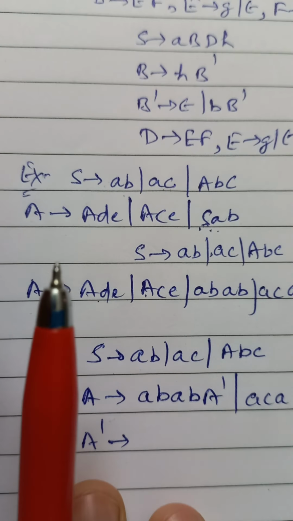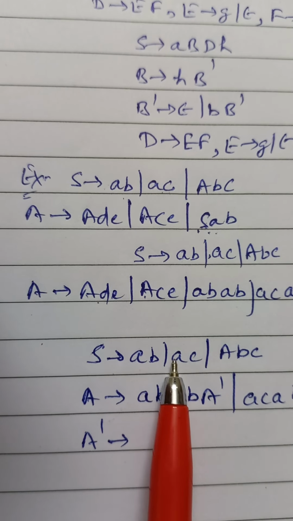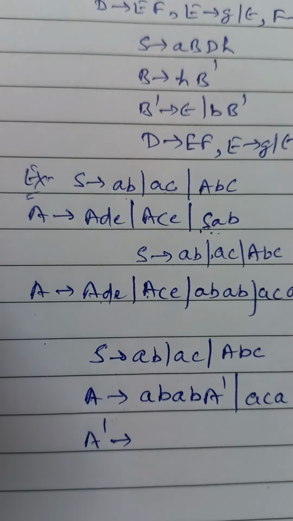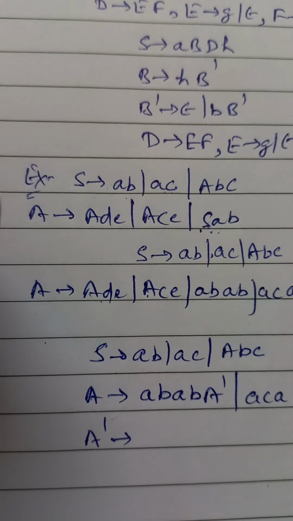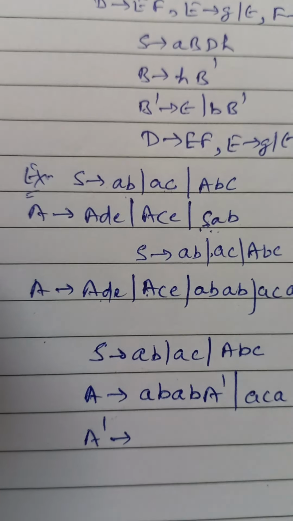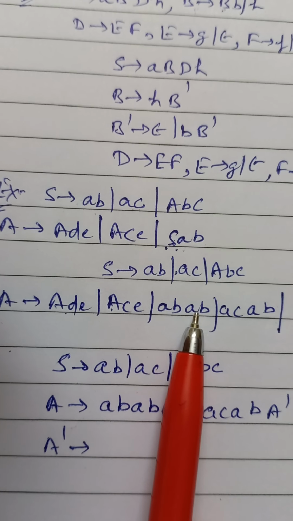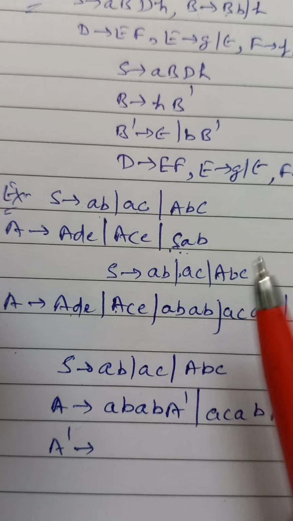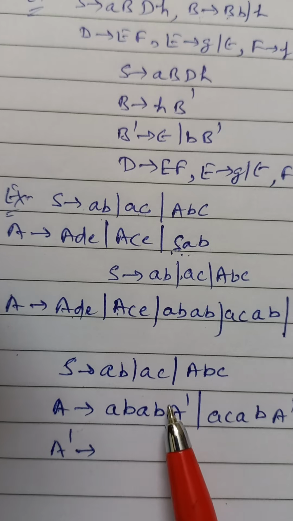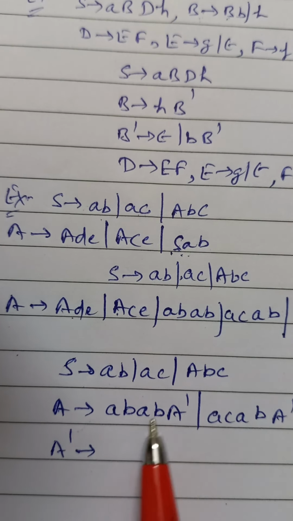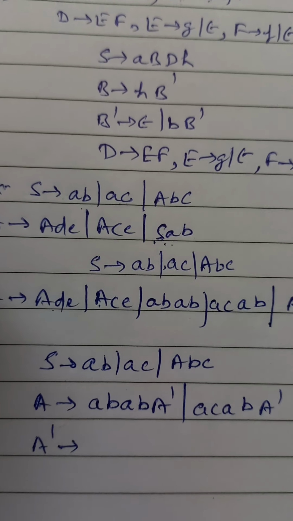So now we'll see how we can remove the left recursion. In S there is no left recursion, so we will write S as it is. But now in A we need to remove the left recursion. So what are we going to do? First we are going to take these two productions. We will write A tends to ABAP A' and ACAP A', because to remove the left recursion we need to take a new variable, since there is left recursion regarding A. So these are the productions of A, and this will remain the same.